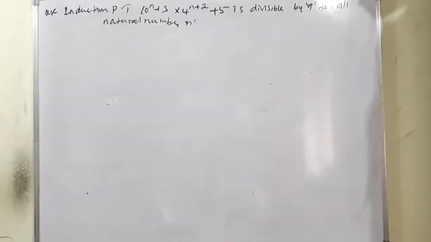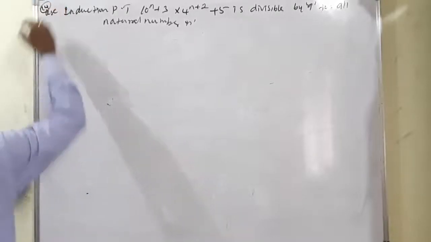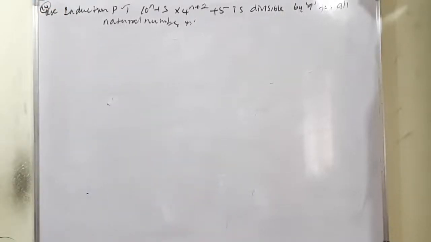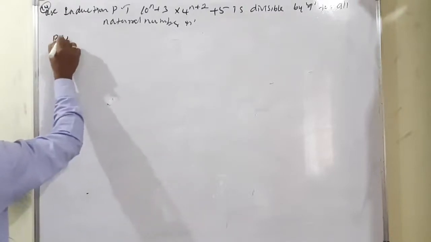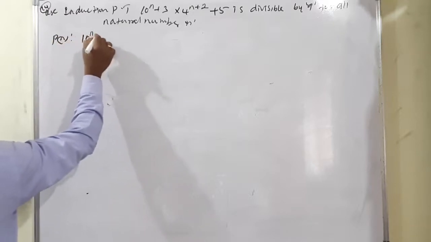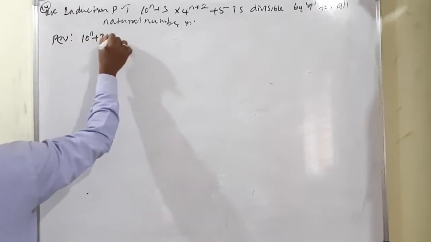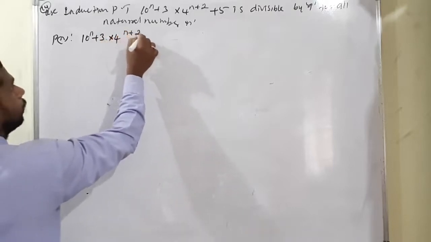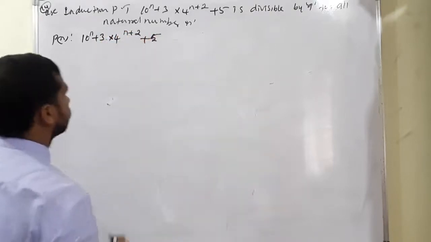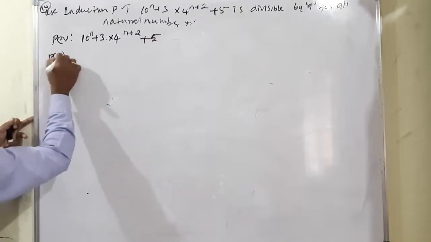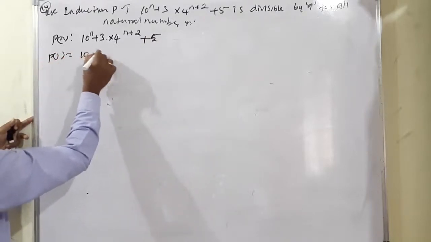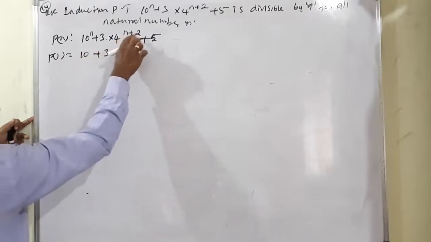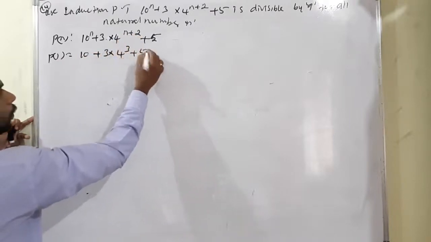Question number 14. Okay. Use mathematical induction. Prove that 10 power n plus 3 into 4 to the power n plus 2 plus 5 is divisible by 9 for all natural numbers n. So, consider for P of n, 10 power n plus 3 into 4 to the power n plus 2 plus 5. Now, consider for P of 1 means 10 to the power 1 means 10 plus 3 into 1 plus 2 means 3. So, 4 cube plus 5.